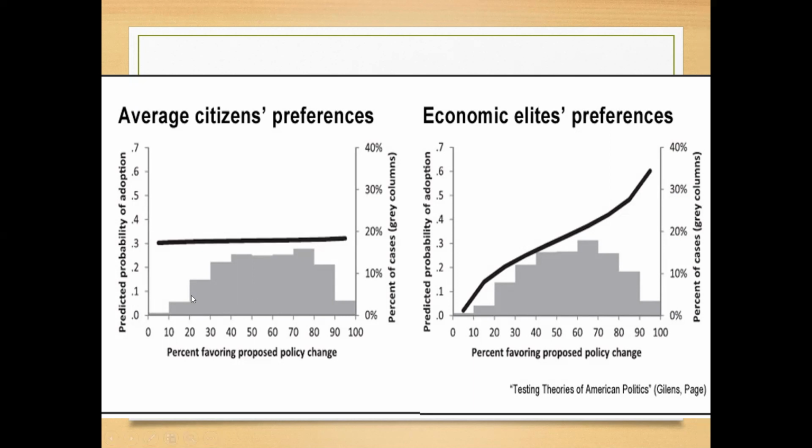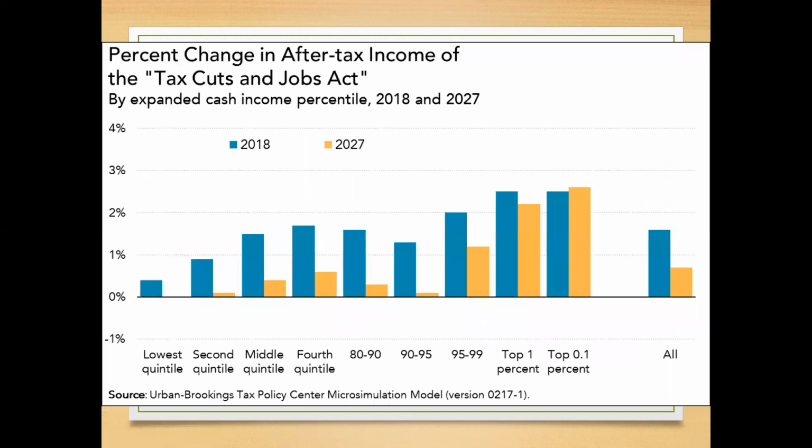No matter what public approval is, it's somewhere between 0.3 and 0.2%. However, if more of the elite, the wealthy in this country, like a policy, it is much more likely to get passed. And so our government doesn't necessarily reflect the equal interest of all of its citizens. Certain groups are able to make their voices heard more than others.